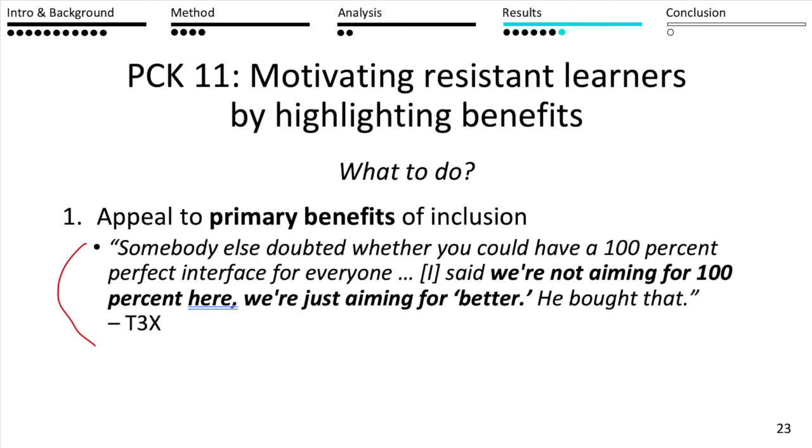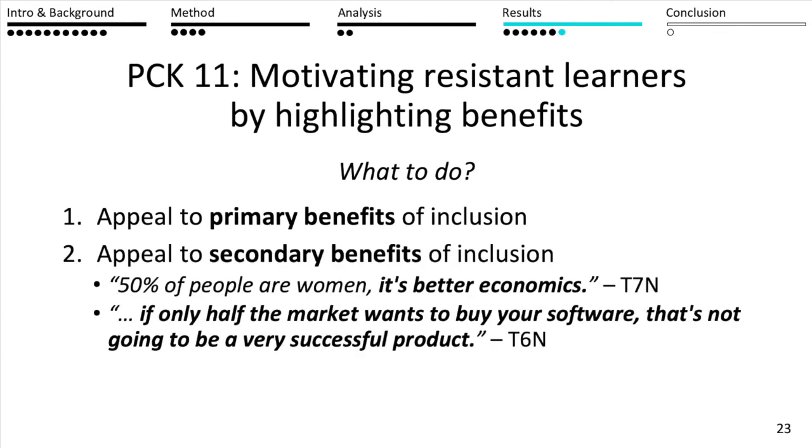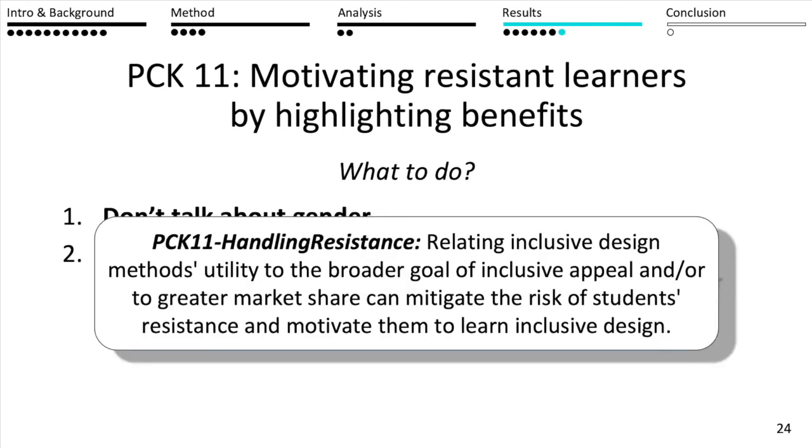The primary benefits of inclusion. Another thing that really helps is the secondary benefits of inclusion, basically the economics. And so here you can appeal to their professionalism as future professionals. It's like if you work for a company and you say, let's throw away, say, 50% of the market, you're not going to keep your job very long. So that's also a very good motivator for this. Yeah, that's that PCK.